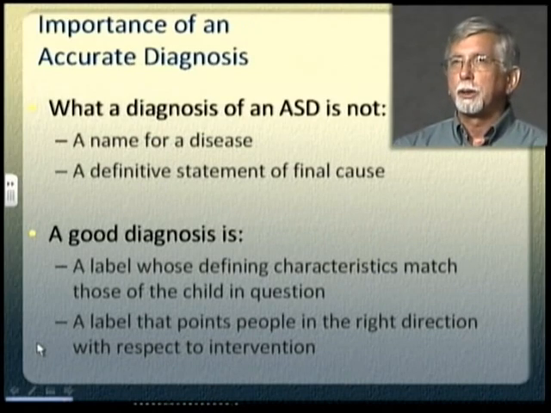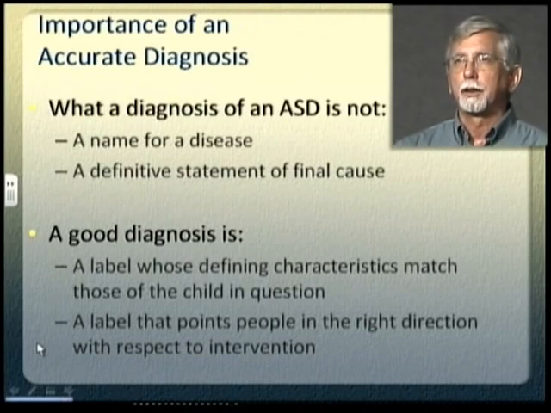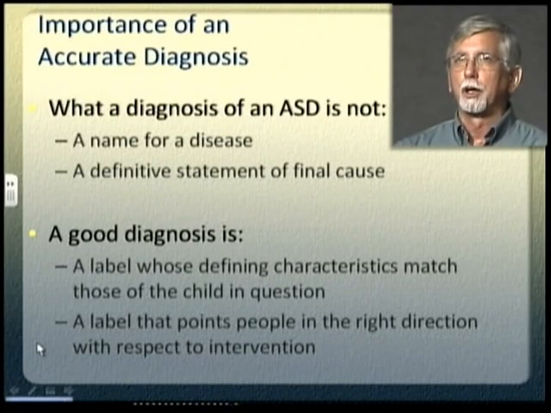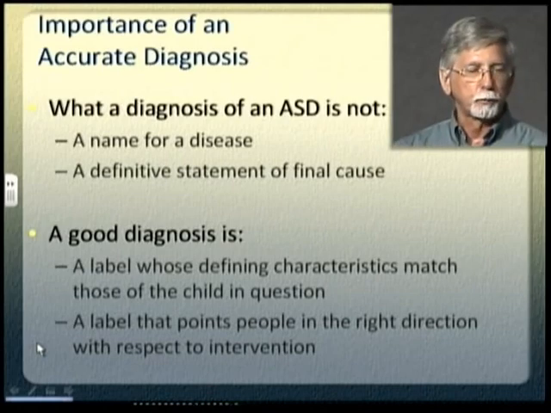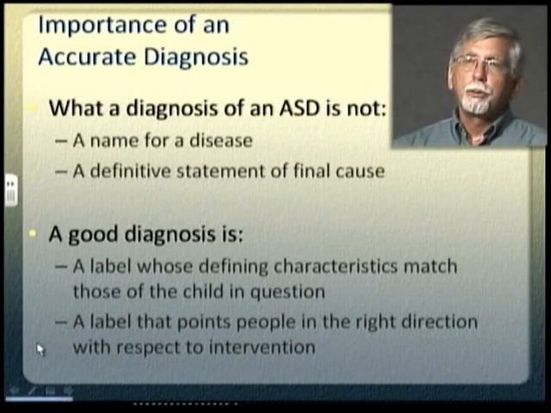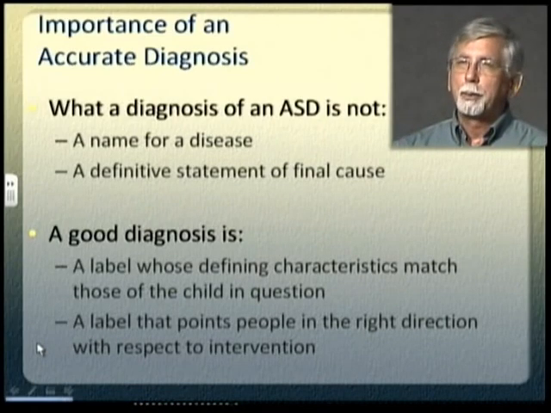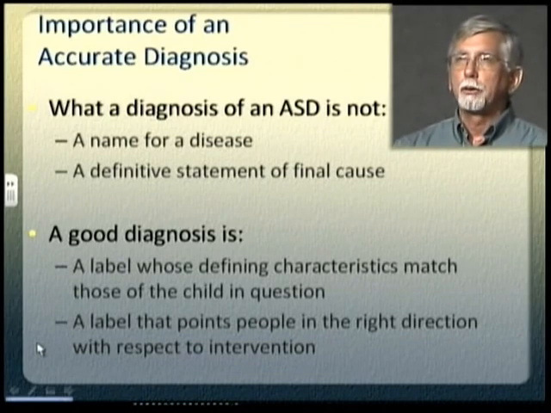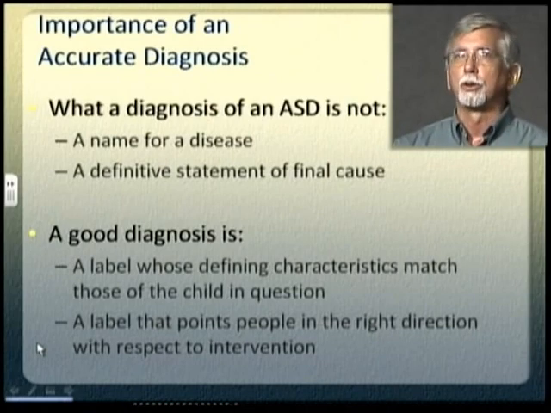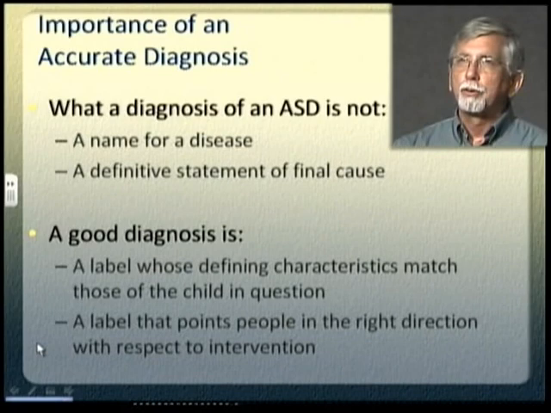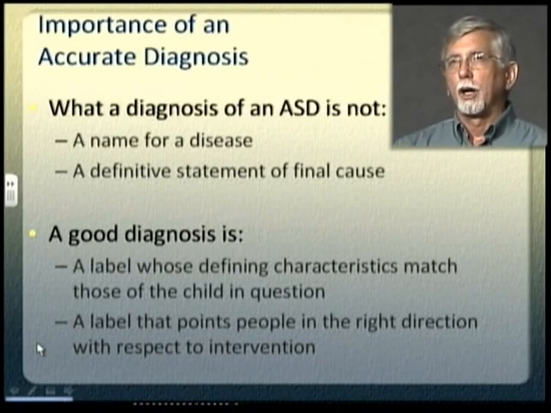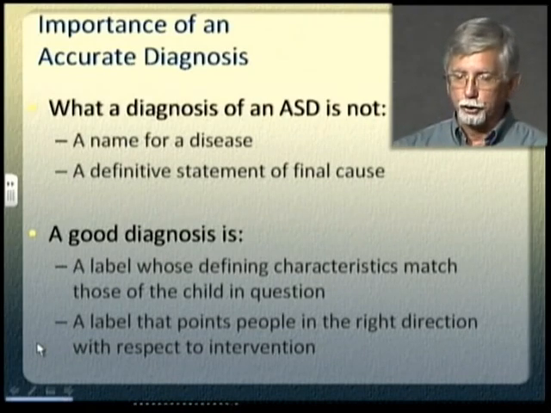And so when we talk about diagnosis, we are not identifying the final cause, what is the underlying specific biological condition, but we are describing cognitive and behavioral differences that manifest themselves in a child. We do think that a good diagnosis should be a label whose defining characteristics match those of the child in question. And so when we offer the label of autism or autistic disorder or Asperger's disorder, we're providing a shorthand label that has attached to it certain defining characteristics. And our assumption is that if we do a good job with our diagnosis, those defining characteristics will be true of the child in question.